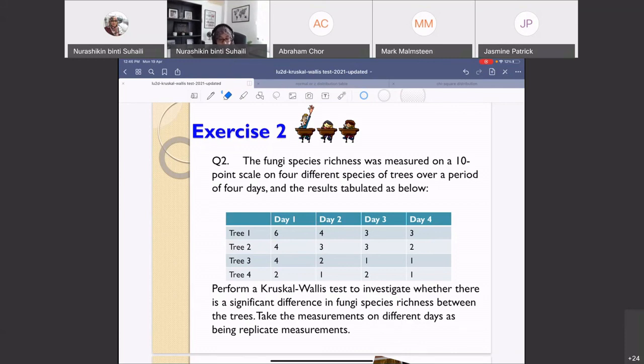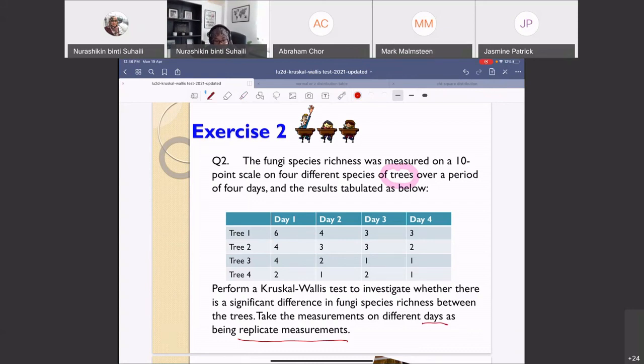Okay, so you can see the focus actually revolved around the trees. That is the point of comparison, not the days. The days are just the replicate days, the different days as replicate measurements. Don't get confused. That's why I said when you come across any question, you have to understand the problem. You have to understand what are the things to be compared. So you don't just analyze directly.